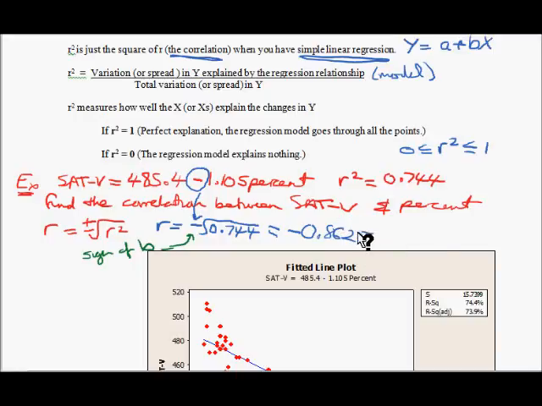0.8625 and some other stuff. Dot, dot, dot. But we can check that. I still have Minitab that we used last time.